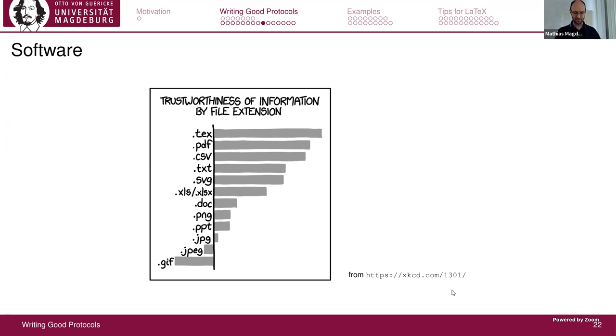This is an older XKCD comic on the trustworthiness of information by file extension. You can see the TeX is right on top and the GIF is right at the bottom. And okay, the doc format is somewhere in between. But this is of course no scientific study, it's just fun.